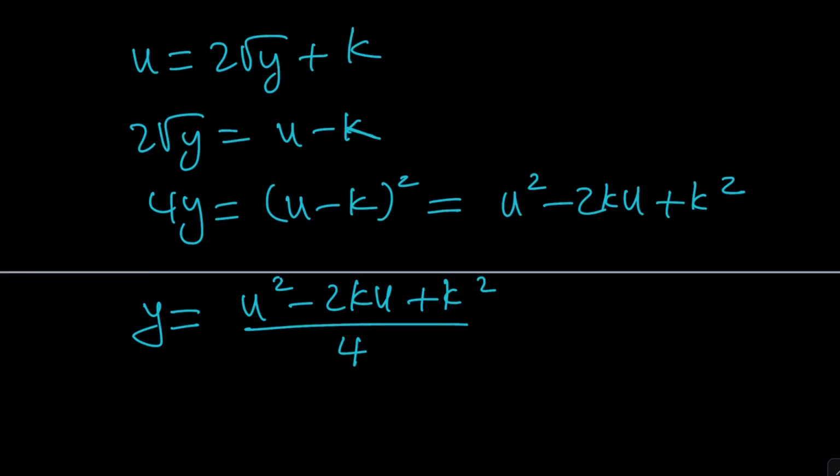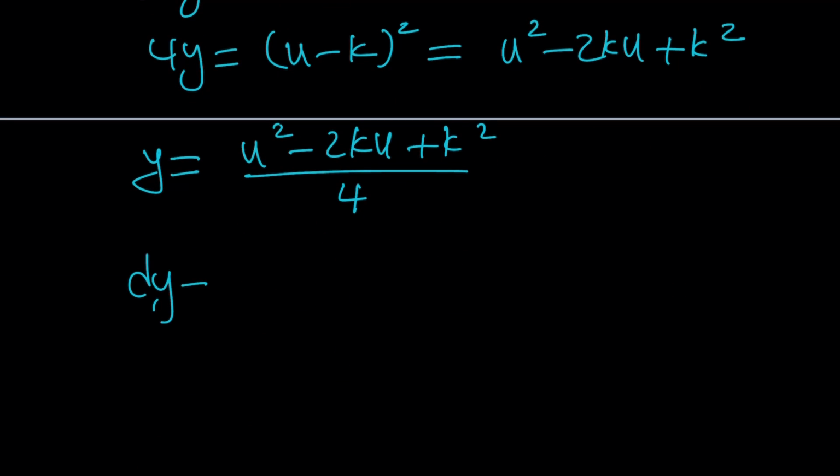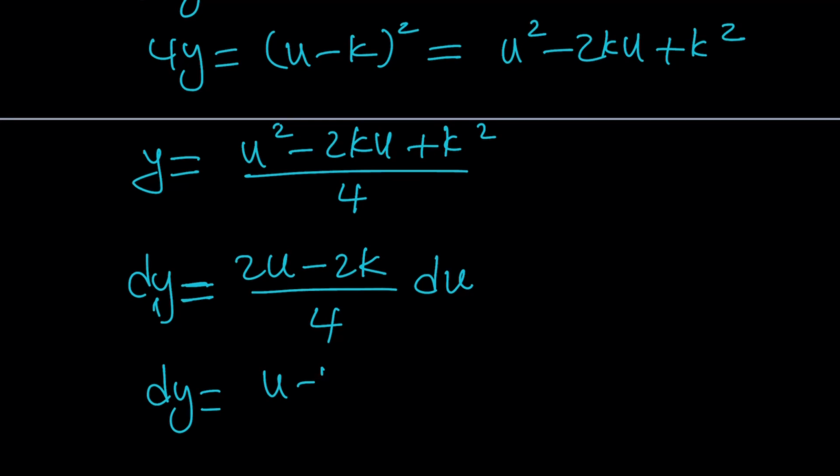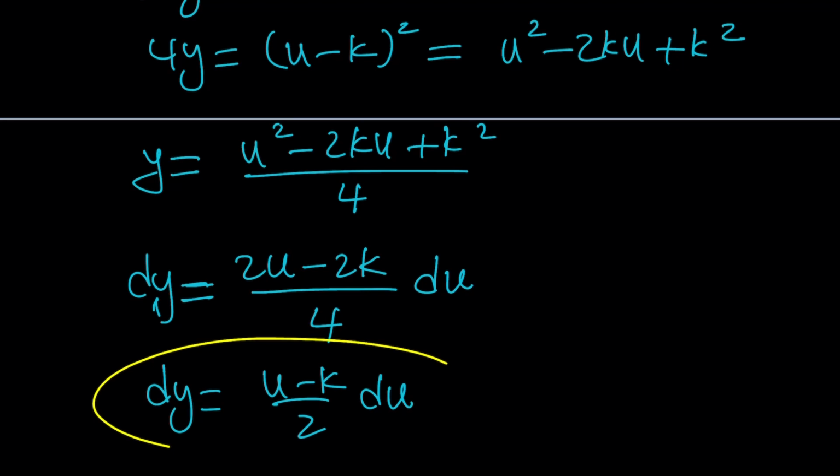So what is dy? dy is the derivative of this expression, which is going to be 2u minus the derivative of 2ku, which is just going to be 2k. k squared is a constant, I don't care about it. And I just divide by 4. And of course, don't forget to multiply by du because this function is in terms of u. And then if you divide, dy is going to be u minus k over 2 du. Awesome. We're going to plug this into our equation.